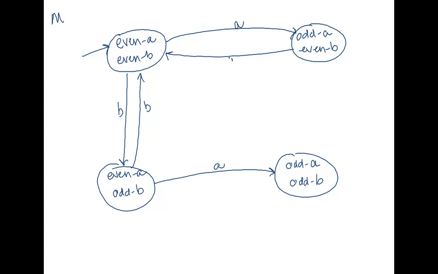So I'm going to go here. And if I'm in odd A, even B, and I see a B, then I need to change from even B's to odd B's without changing the A's. Okay, so that's all the transitions for that state.